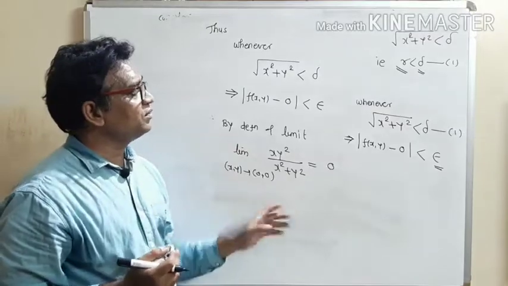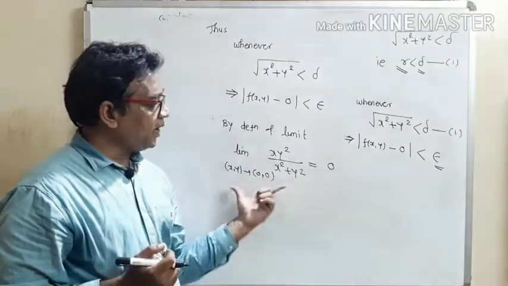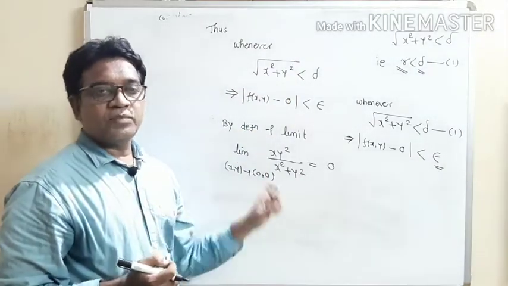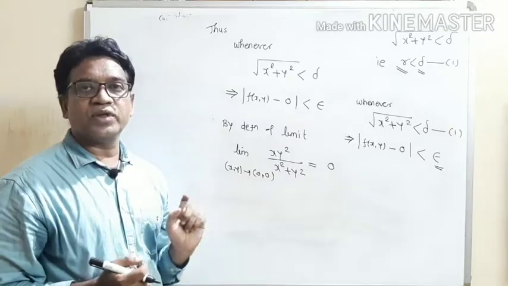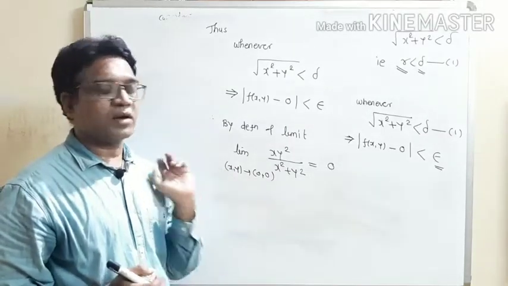And what is the given value? We are given that the value of the function equals 0. So we can say that the limit of the function and the value of the function are both equal. If the limit of the function and the value of the function are both equal, then what is the conclusion? The function is said to be continuous.